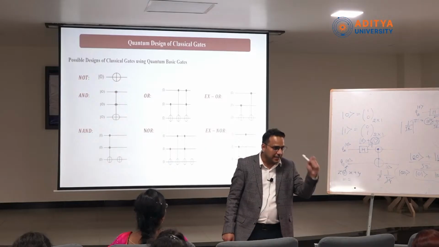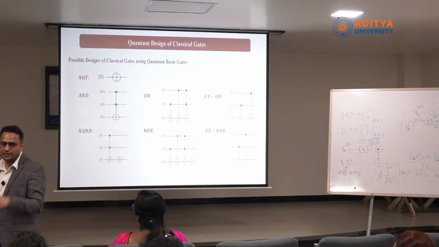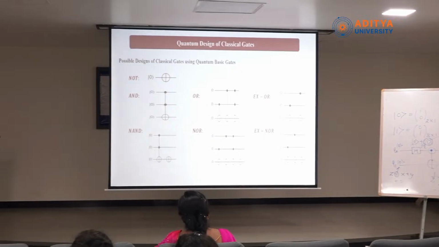Which gate? AND gate. The classical AND gate design using quantum circuits. Clear? Now another is which one? What about NAND? NAND is inverted AND. Yes or no? So we have just applied a NOT gate after the AND operation. Now check for OR.